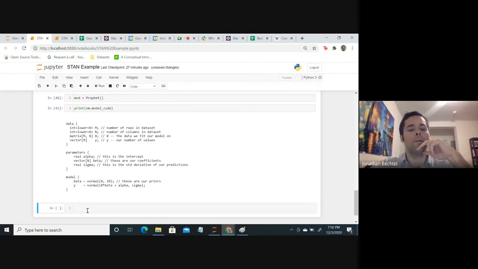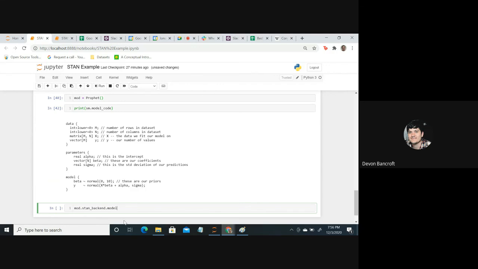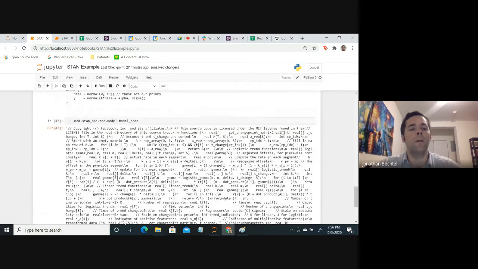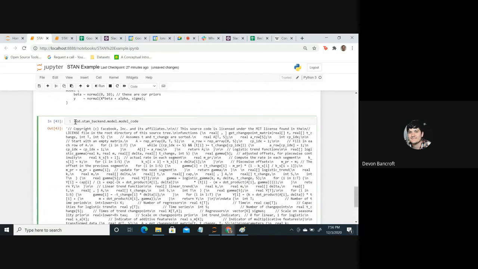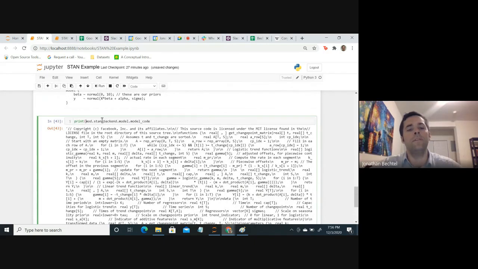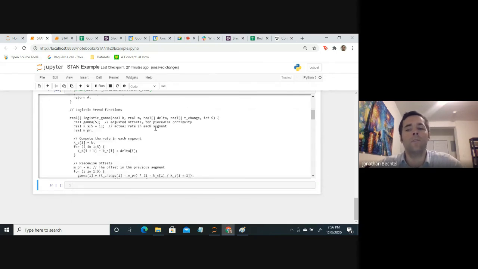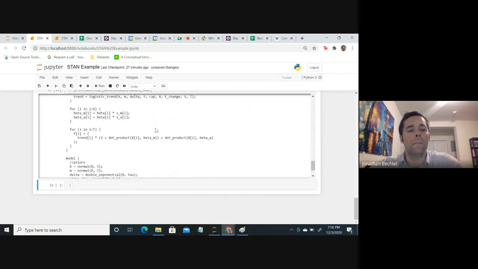So when you initialize profit right over here, there is an attribute called stan backend. This is literally how it incorporates Stan. The model code is a bit more elaborate. Oh, wow, that's cool. Yeah, and so when you actually call fit and it's generating your different distributions and simulations, this is the actual Stan code that's being used to generate it.